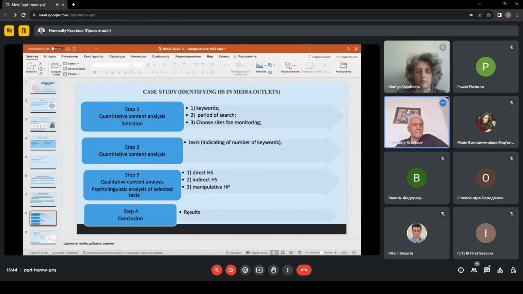It selects texts according to the keywords, periods, and sites. The next step is the qualitative psycholinguistic content analysis, analyzing whether there is hate speech in the text or not. And we also see that hate speech can be divided into direct, indirect, and manipulative. And the next step is the conclusion, the results of the study.